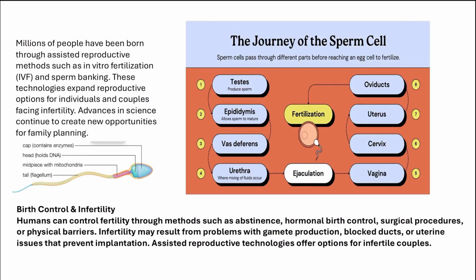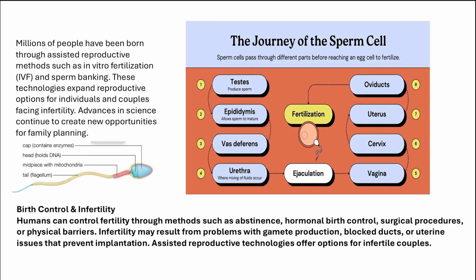As we can see here to my left, we have this research about people that are infertile and a plan that has been made in order for infertile couples to produce babies. So basically, there's a process called in vitro fertilization, short for IVF, and sperm banking, where these technologies expand reproductive options for individual couples facing infertility. And with advanced science, they were able to create new opportunities for family planning.